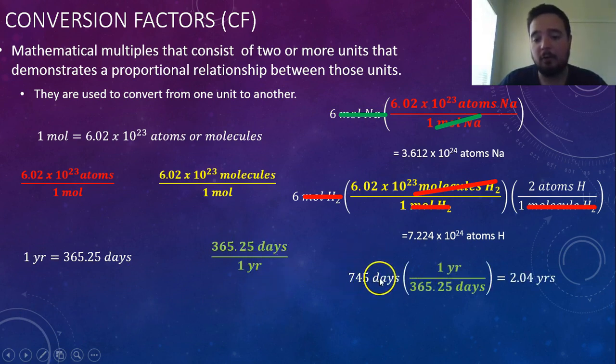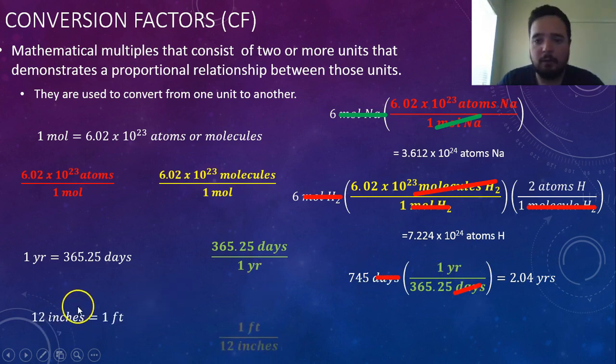Okay, so if I had 745 days and I wanted to convert it to years, you can actually flip this. You can flip conversion factors to fit the problem that you're doing. So I can go ahead and put days on the bottom and years on top, which is the exact same proportionality. It just means that I'm going to get years in the end. Okay, so that's how those cancel out and you're left with years.